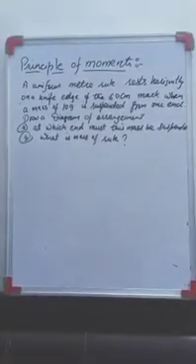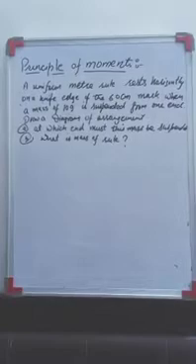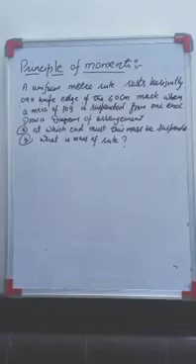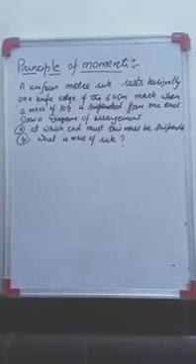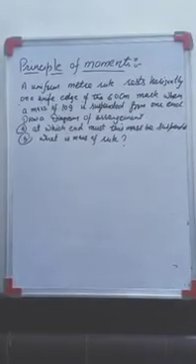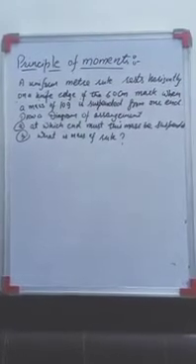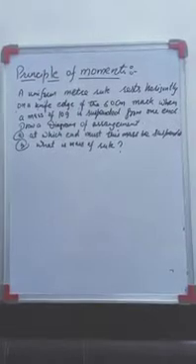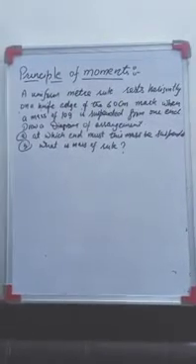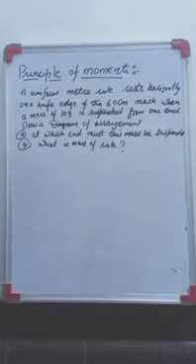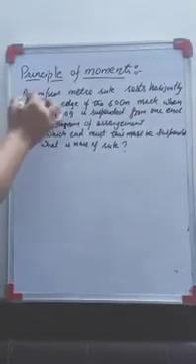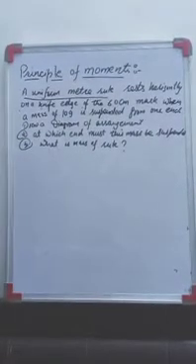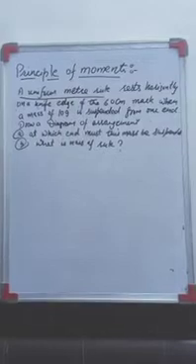Let us take a very important example. This type of question always comes in the board exam. A uniform meter rule rests horizontally on a knife edge at the 60 centimeter mark when a mass of 10 gram is suspended from one end. Draw a diagram of the arrangement, at which end must this mass be suspended, and what is the mass of the rule? First read this: a uniform meter rule means the length of the rule is 1 meter, that means 100 centimeter.